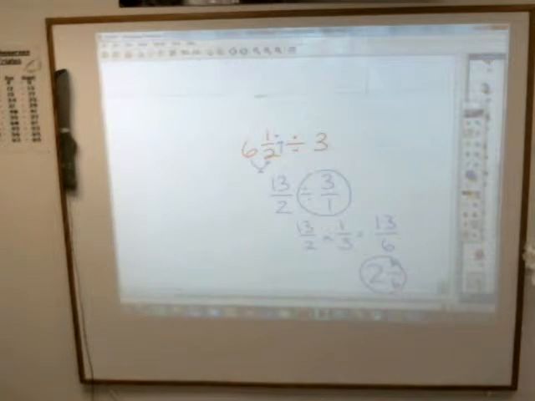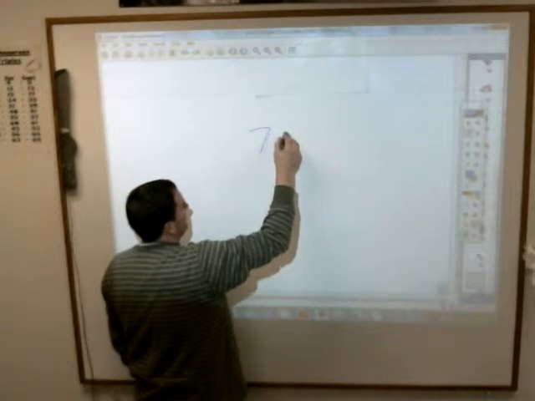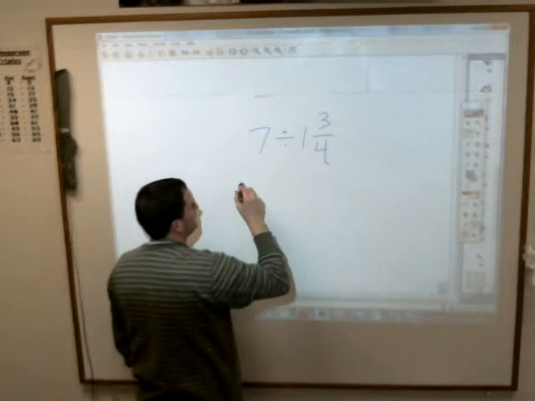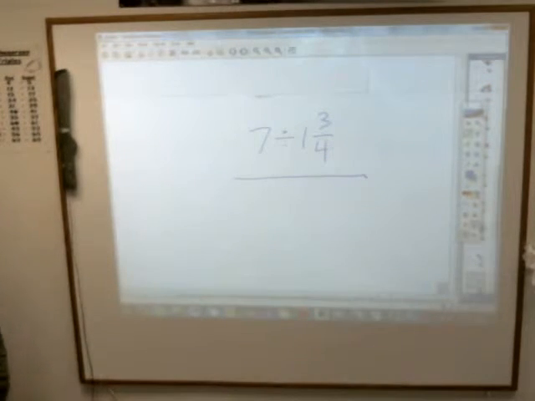How about just one more? 7 divided by 1 3/4. I'll let you do this one. 7 divided by 1 3/4. Give you a shot at that one. Remembering again, it's always the second fraction that gets flipped and multiplied.